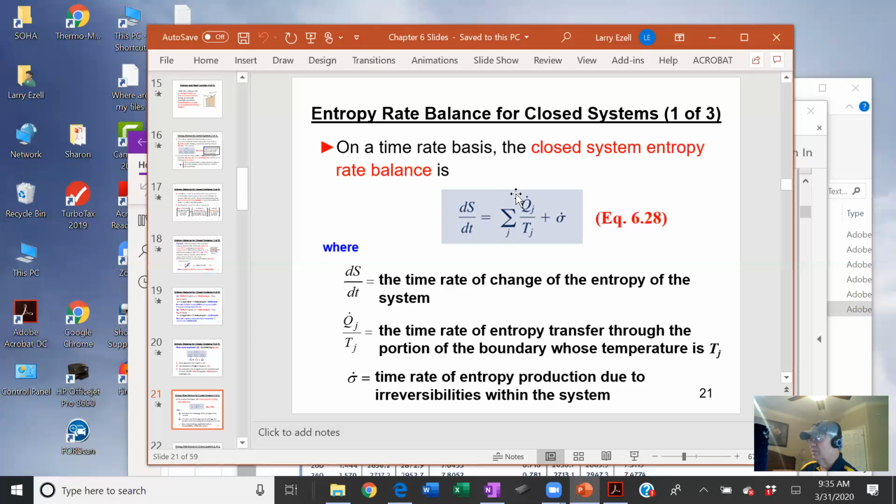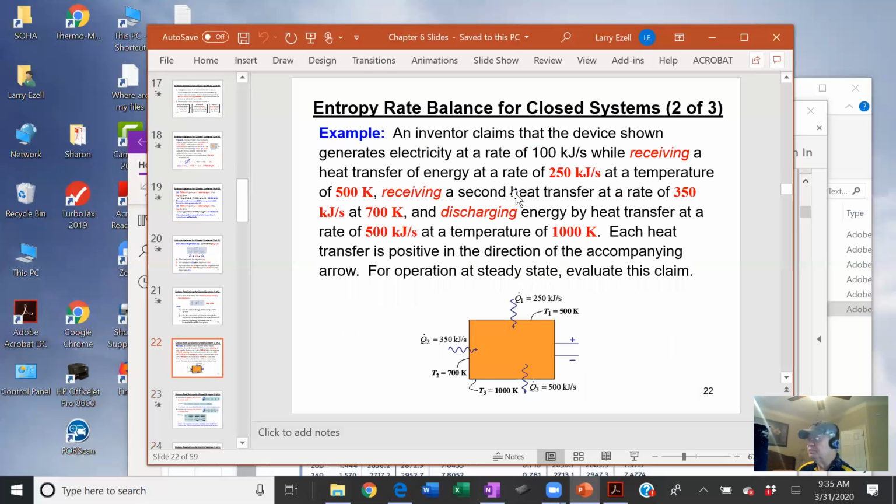All right, let's go on. Got 3 of these slides in this little batch to go through. All right, here's a good one. Here's a good one where we numerically apply all of these fancy looking equations.